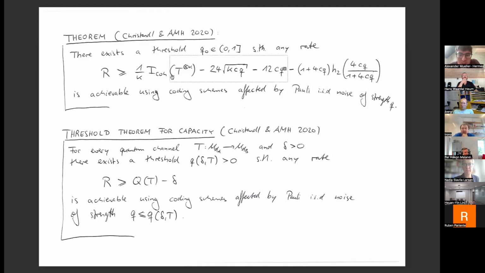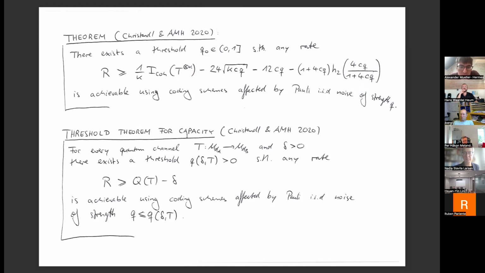So this is achievable. And as I said, there's this issue with the K that we cannot take the regularization here. And it's this threshold theorem for the capacity, where the overall threshold that we have. The statement that we want to make is that for every quantum channel T and any delta, we can achieve this rate, using coding schemes affected by this Pauli IID noise, as long as the strength of the circuit level noise is below this threshold. But this will now depend on the channel T. So this is the drawback of this technical issue, that we don't get a threshold that is uniform over the channels, but it depends on the channel T.